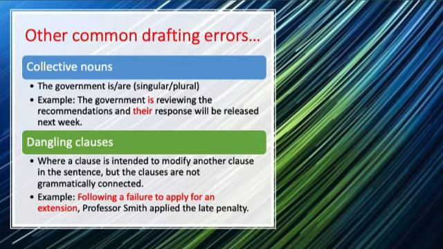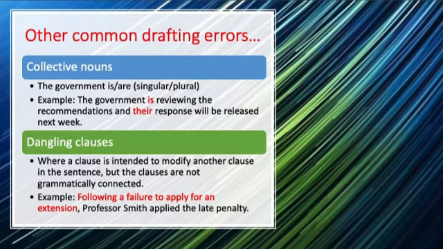And so because of that, we often see a lack of agreement in a sentence between a verb and a pronoun that refers back to the original collective noun. So an example is on the slide there. You can see it says, the government is reviewing the recommendations and their response will be released next week. So "is" and "their" are highlighted in red to show that there is a lack of agreement here when they're both referring to the same thing, which is the government.